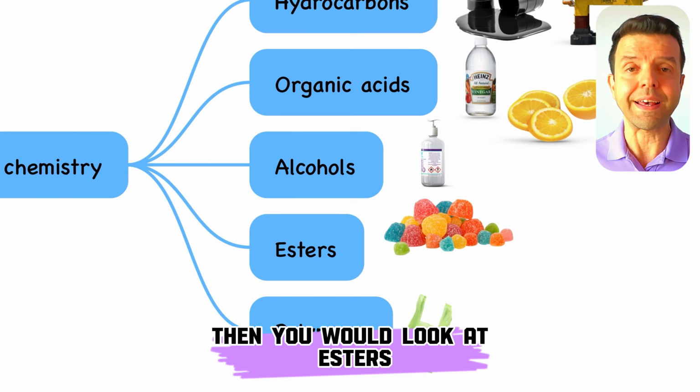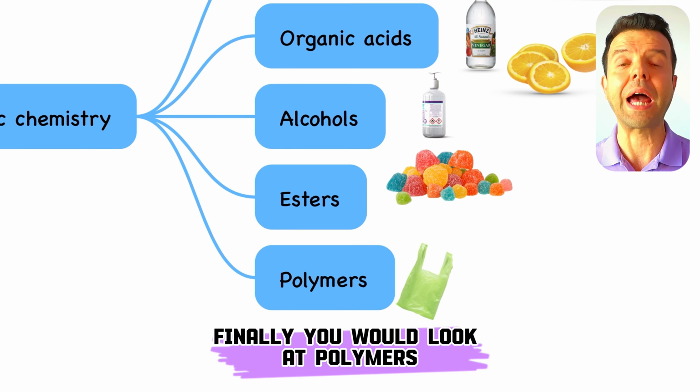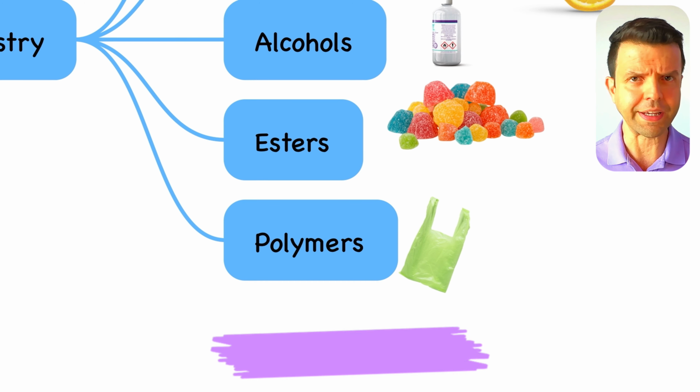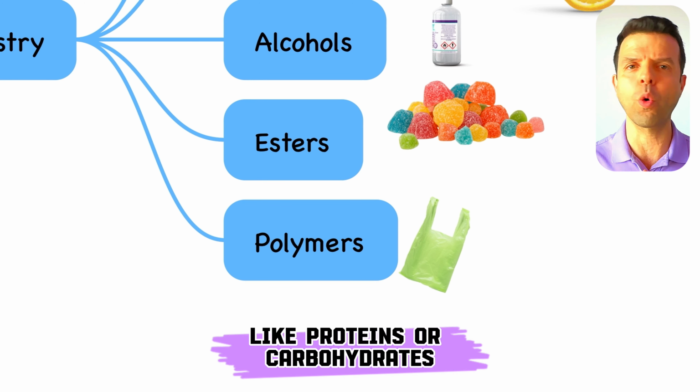Then you would look at esters. Those are the ones you would have in flavors and candies. Finally, you would look at polymers. Polymers could be synthetic, like plastics, or could be those polymers you have in your body like proteins or carbohydrates.